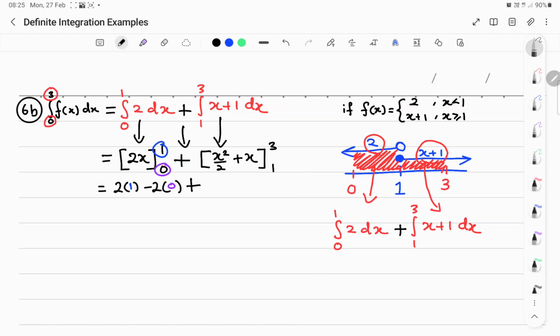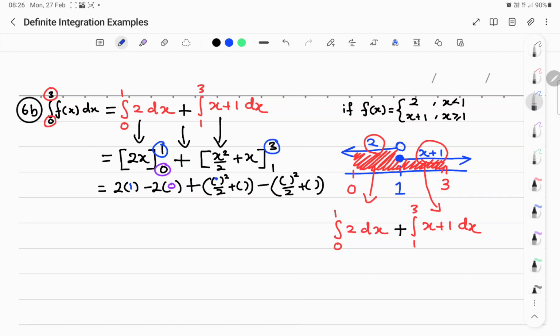Next, carry forward the plus. And then we do for this one. Since there are 2 terms, better we do big bracket before we put another bracket inside. So x squared becomes empty bracket squared over 2 plus x becomes plus empty bracket. And then minus another big bracket containing x squared, empty bracket squared over 2 plus x plus empty bracket.